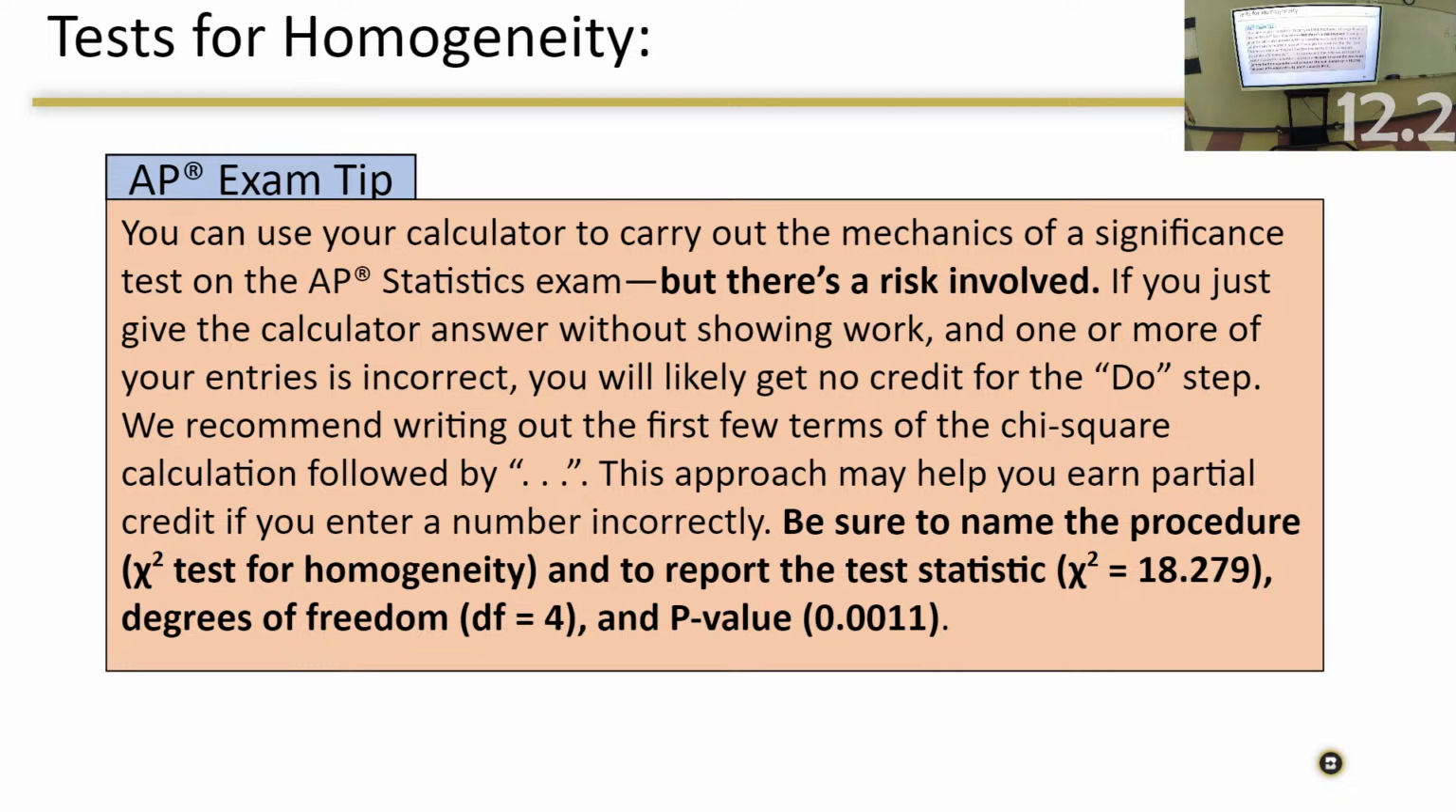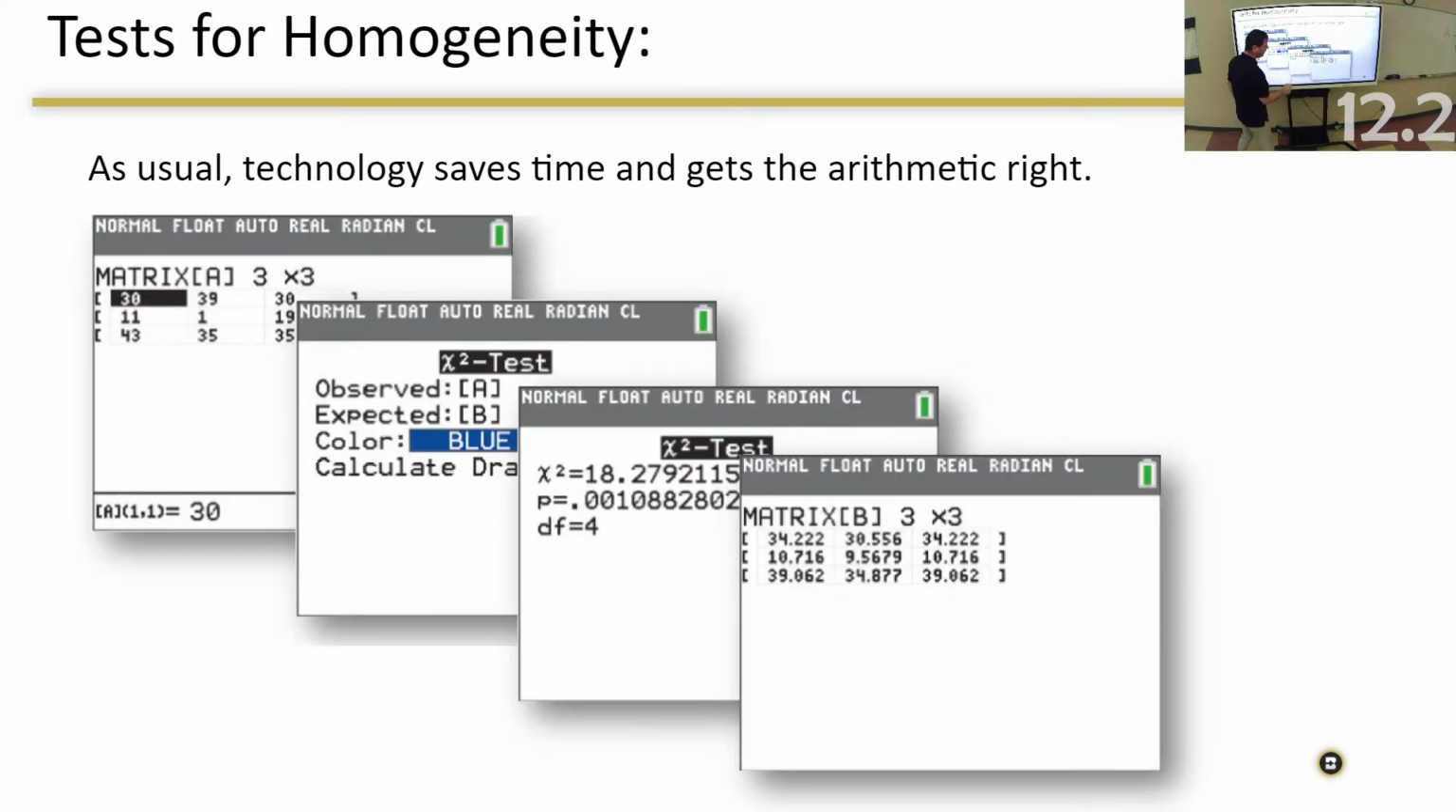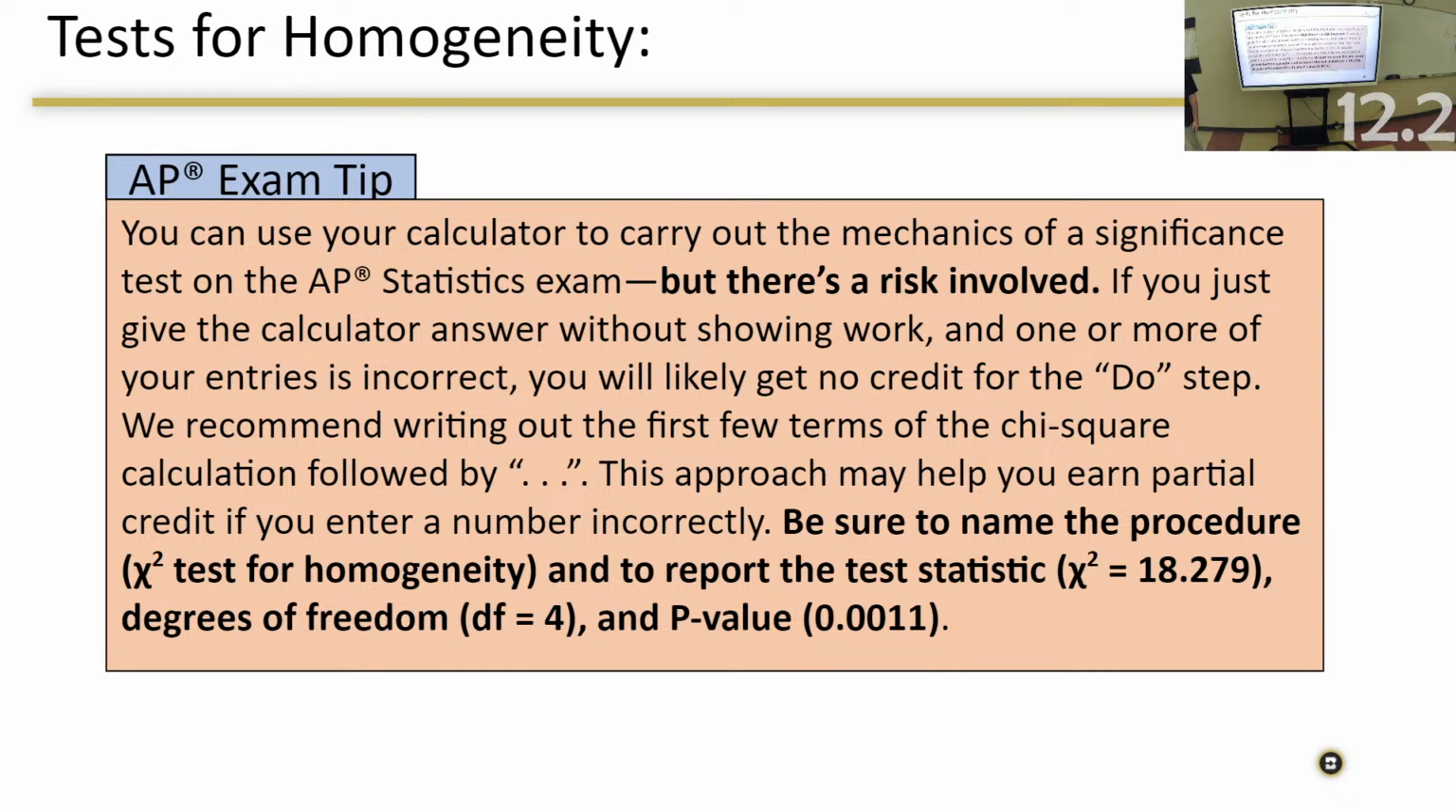There is risk, right? This is the exact same slide I gave you guys on Monday. Be careful. I like to show 1 observed, 1 expected, squared over the expected, plus another one, plus... I like to put 2 just to make sure that whoever's grading knows I know what I'm talking about. And then I tell them what the test statistic is. I tell them what the degrees of freedom are. And I tell them what the p-value is. Because my calculator tells me those things. Why not just tell them those things?